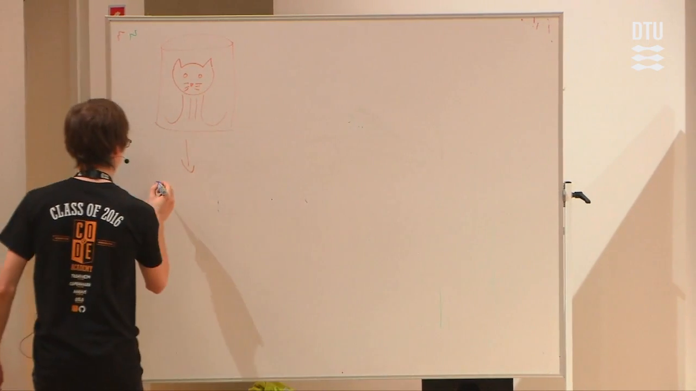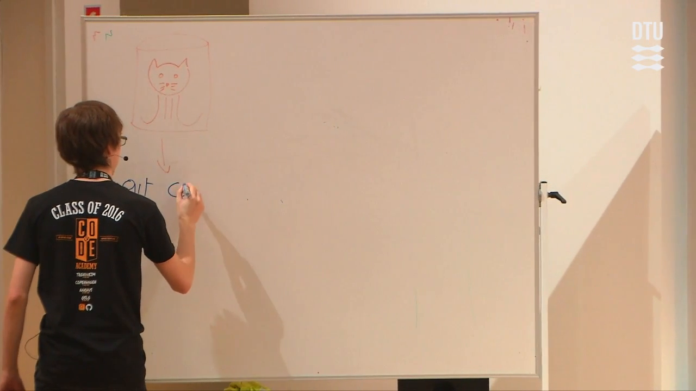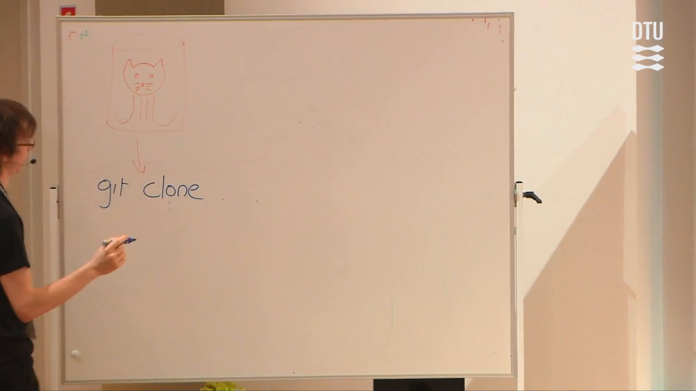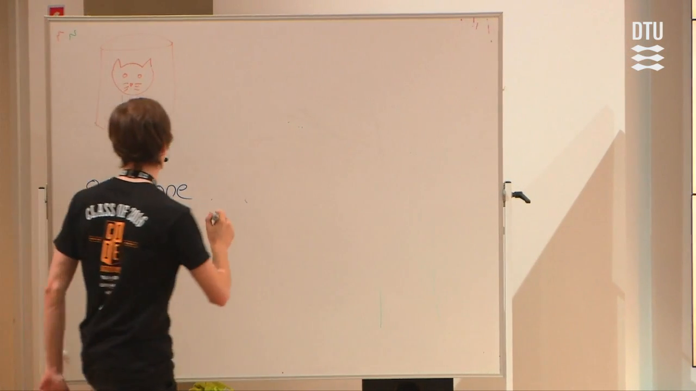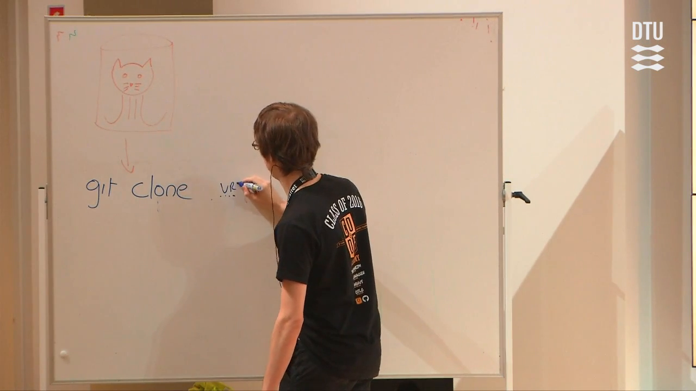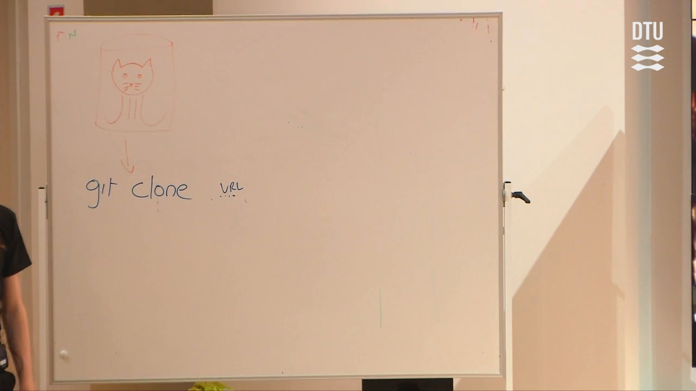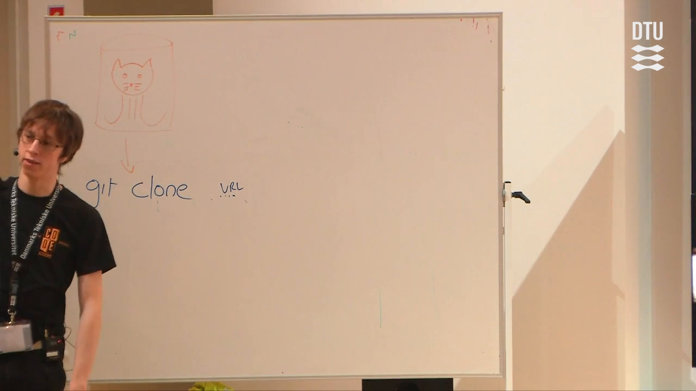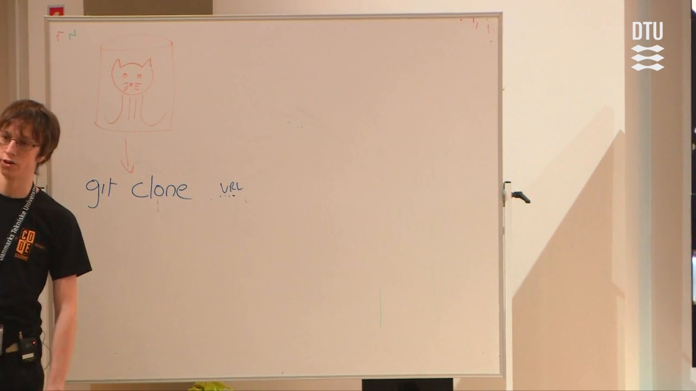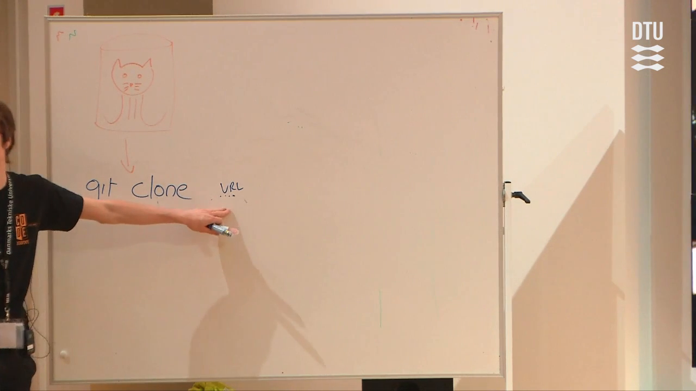So, git clone. That's readable, right? Git clone, and then the URL. You can find that if you go on github.com, you make a repository, there's a big green button that says clone or download. If you click that, you'll get a little menu that pops up, and there you'll see the URL that you have to add for git clone.